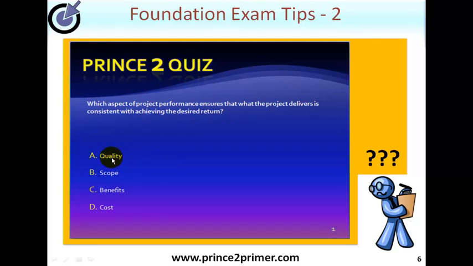On your question paper, you could put a question mark or even a little cross just to remind yourself of your mental thought. Scope, what's included and what isn't. Well, again, that doesn't feel like a right answer, so put a question mark. Benefits. Well, I know that's in the business case, and I'm thinking of desired return. This sounds like that might be the one, but don't move too quickly.